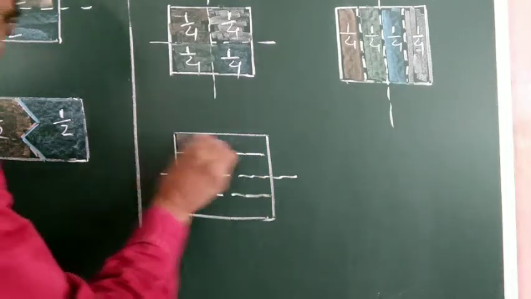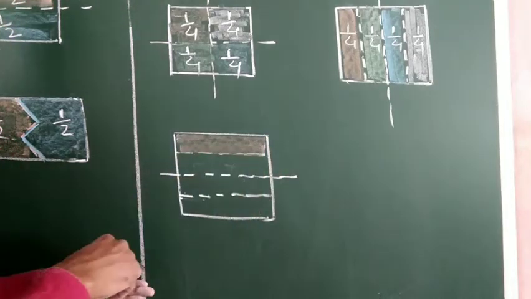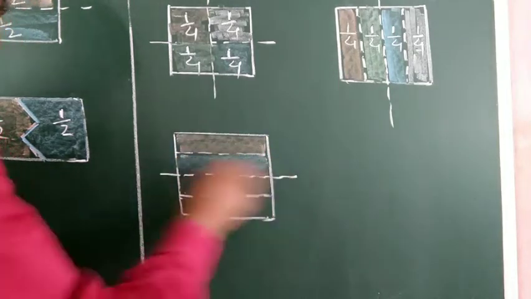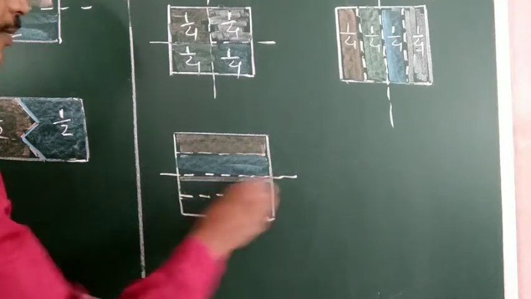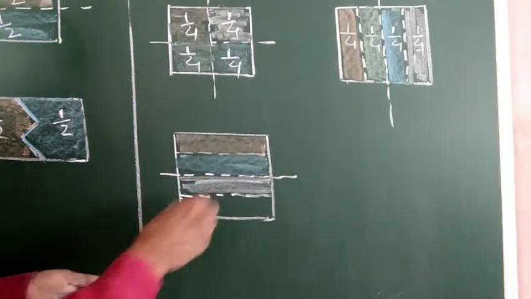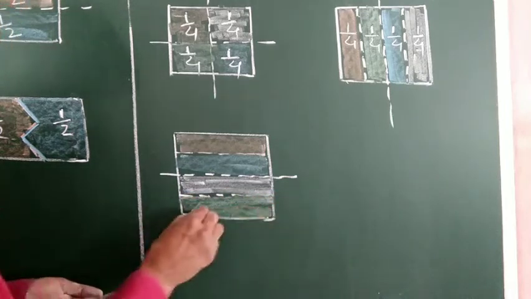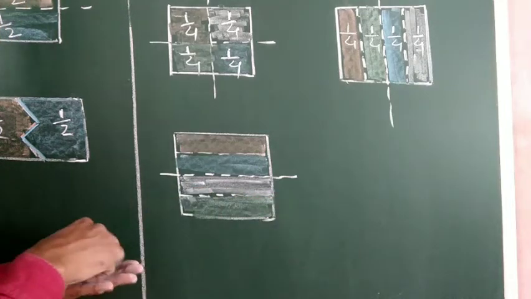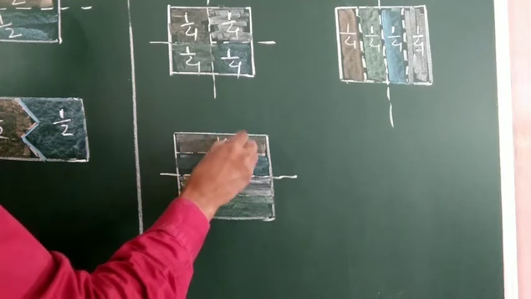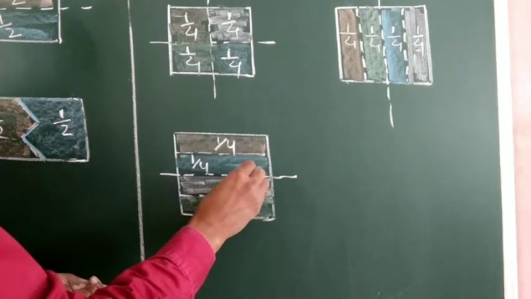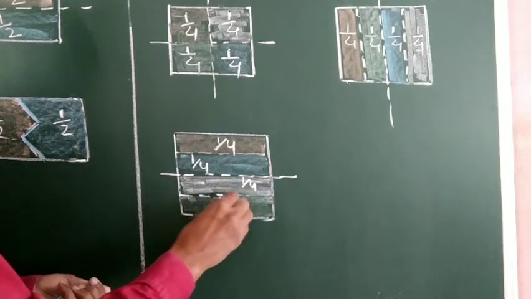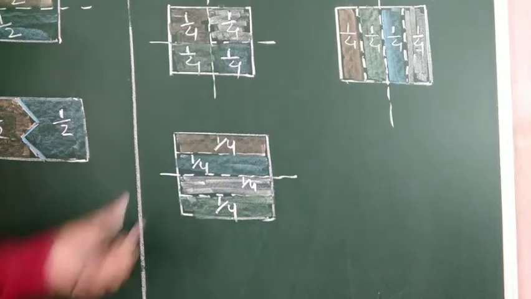So see, this is one piece, one equal part. Then it is the second equal part. This is the third equal part. And now this is the fourth equal part. So this way, here we can say this is 1 quarter, 2 quarter, 3 quarter, and this one is 4 quarter. So this way 4 quarters make one whole.